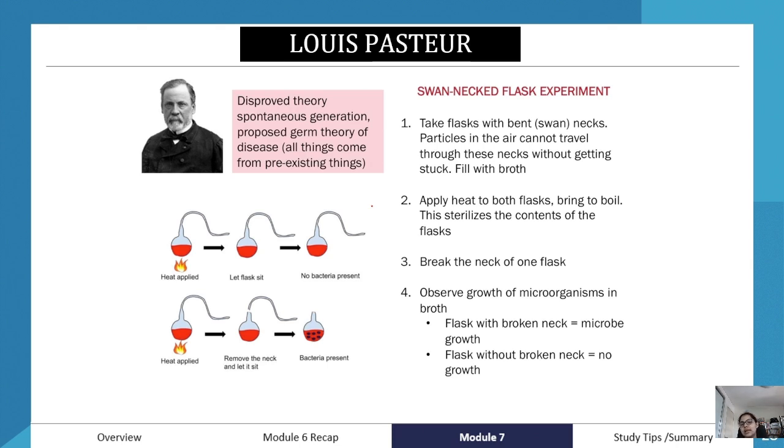So what he did is he took flasks with bent swan necks, and with the swan-necked glass, the particles in the air cannot travel through these necks without getting stuck. So firstly, let's start here. I've got two different groups. I start off by applying heat to both groups. By applying heat, I'm sterilizing it, I'm killing any bacteria in it.